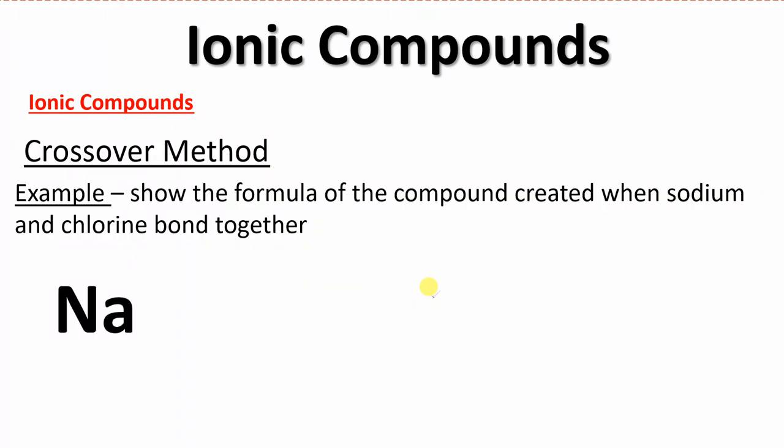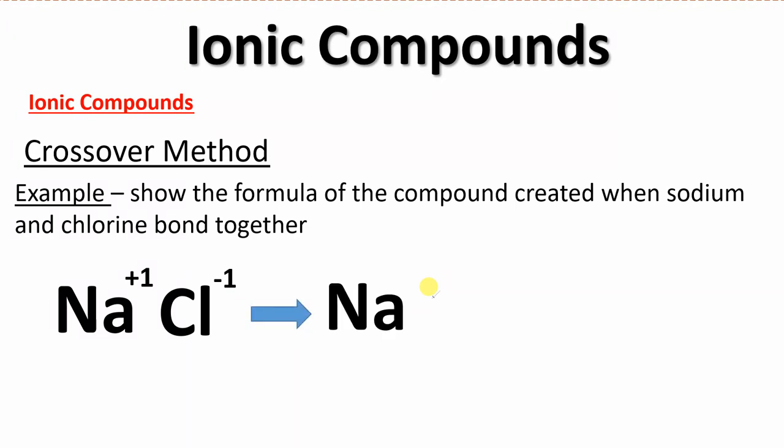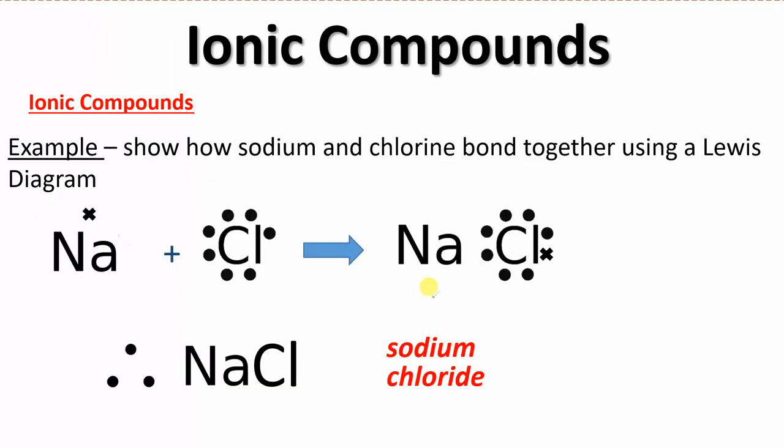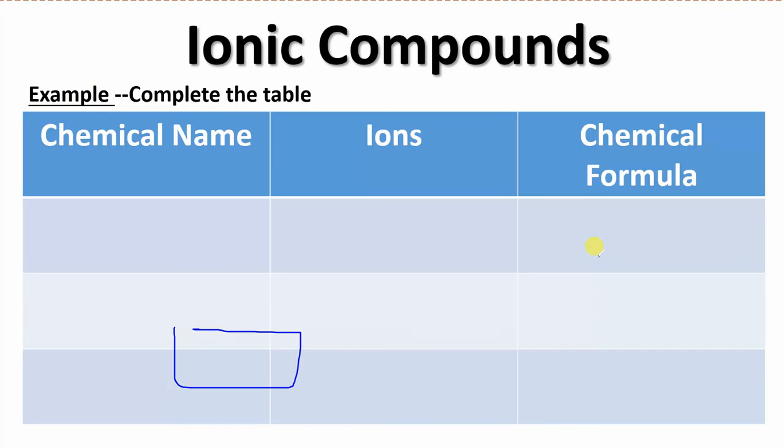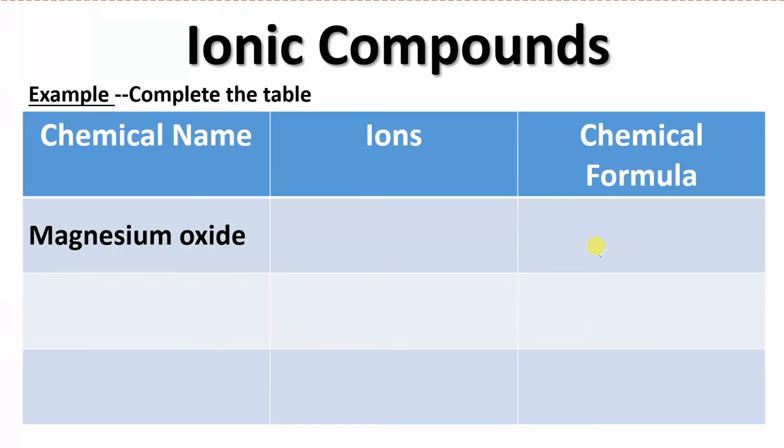And lastly, sodium and chlorine. They each have charges of 1. So when you cross them over, they each get 1. Sodium chloride, NaCl. And that's exactly what we found here for NaCl. So a couple more examples to finish this off here.